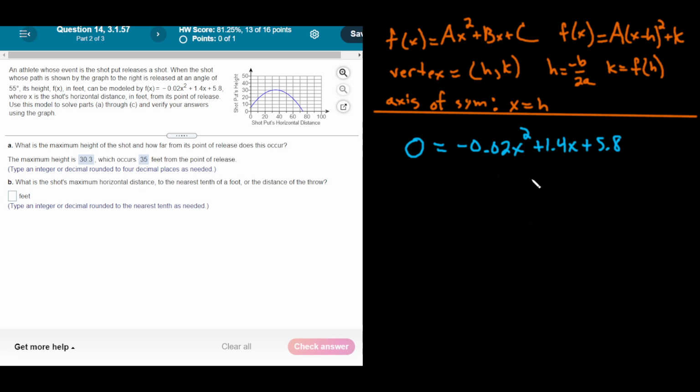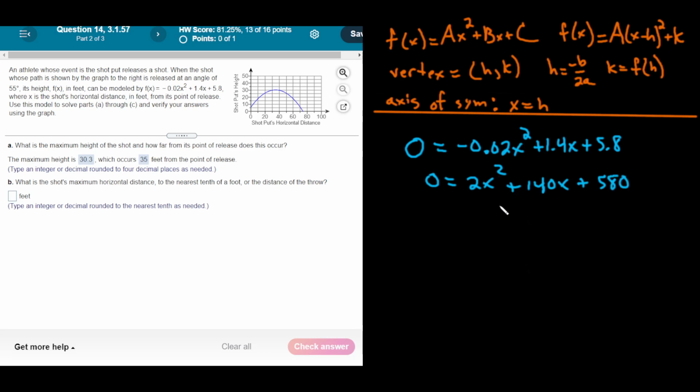Let's tweak this problem up a little bit. I don't like all these decimals sitting everywhere. Let's multiply everything by 100 so we can move 2 places to the right for each of them. Remember, you're doing the same thing to the 0. You're multiplying the 0 by 100 as well, but because it's 0, nothing happens. So that'll be 2x squared plus 140x plus 580.